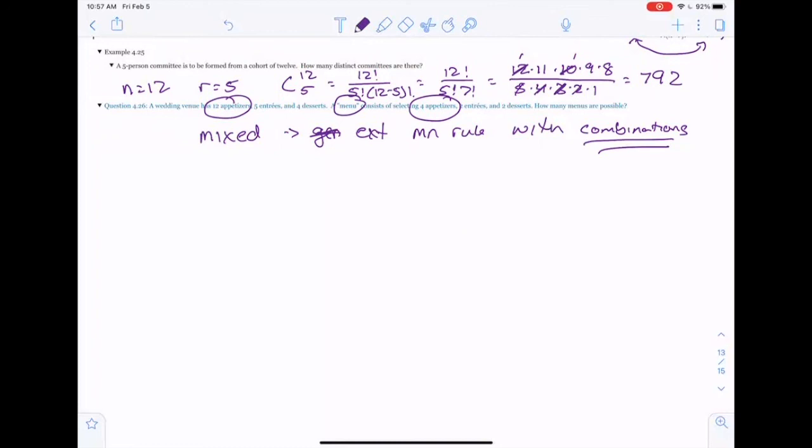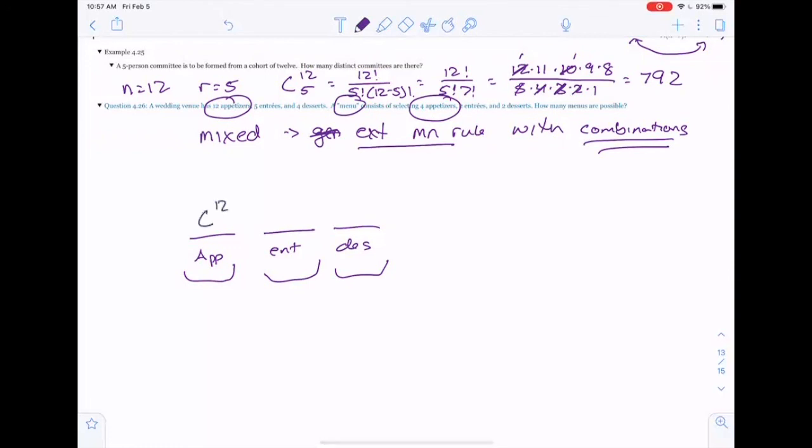So the way we use the extended MN rule is for each of these 3 stages, the appetizer stage, the entree stage, and the dessert stage, we can separate them out. And then for each of these stages, we can count how many ways there are to select 4 appetizers from 12. There are 12 choose 4 ways to do that. How many ways are there to select 2 entrees from the 5? There's 5 choose 2 ways to do that. And then 4 choose 2 ways to select 2 of the 4 desserts. And the extended MN rule says all we have to do is multiply these things together.